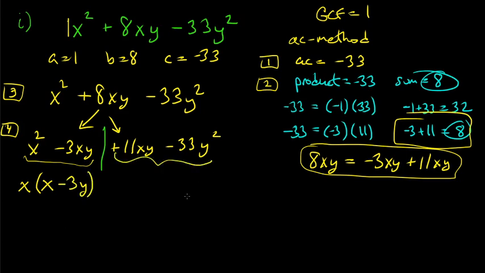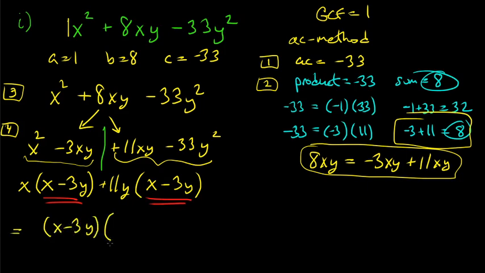From the last 2 terms, what's the GCF there? Well, it's going to be 11 and y, because they both have a y in it. So when you divide, you just get x minus 3y. And this is looking good because these match. The x minus 3y is our common factor. So when we factor out the x minus 3y, we multiply by the x plus 11y.